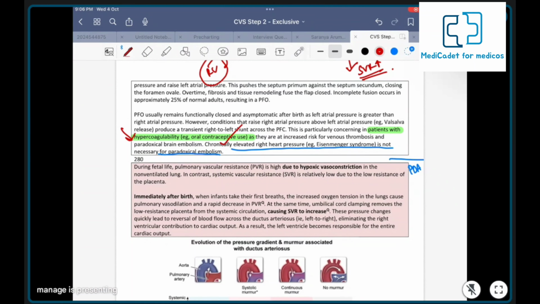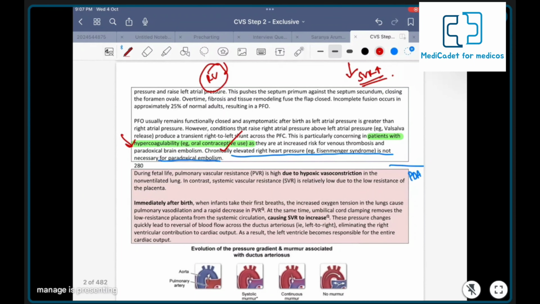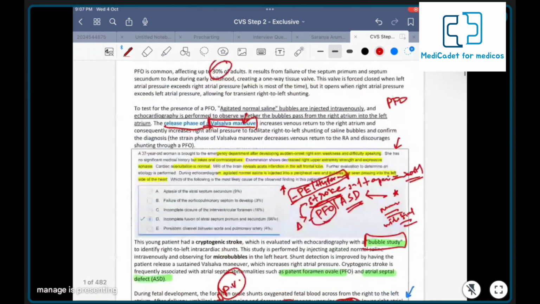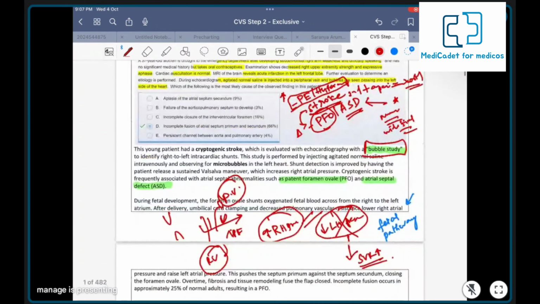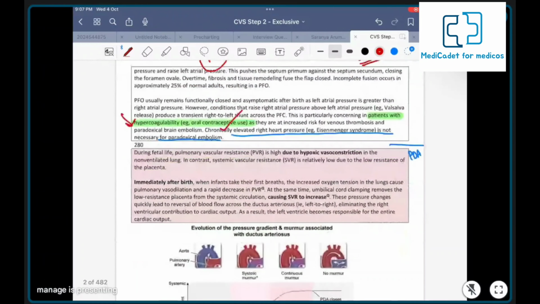And one more thing you want to know: you might think that a patient with chronically elevated right heart pressure, like Eisenmenger syndrome, is when a pulmonary embolism can move and cause a stroke. But that is not true. Even maneuvers like the Valsalva maneuver can cause a little blood to move from the right side of the heart to the left side, even in a normal patient with PFO. So if a patient has a pulmonary embolism, there is a high chance that the emboli may move during these Valsalva maneuvers and cause a stroke. That is also something you have to know.